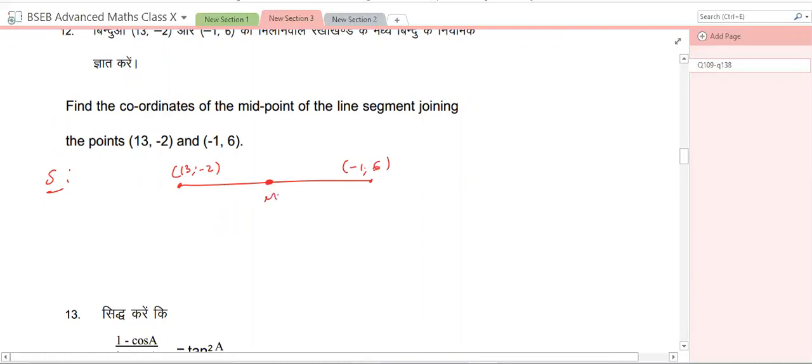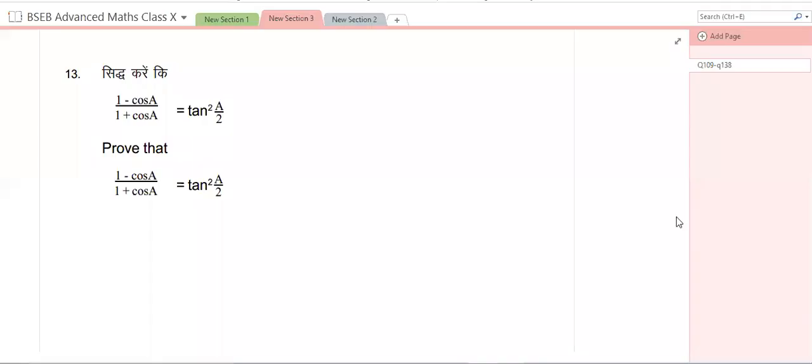What is M there? So we're going to add 13 minus 1. So x value is 13 minus 1 divided by 2, which is 6. And y value is minus 2 plus 6 divided by 2, which is 4 divided by 2, which is 2. So the midpoint should be 6, 2. Question 13.